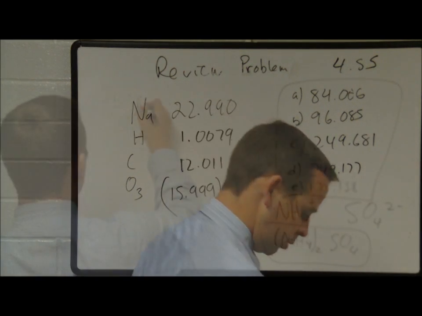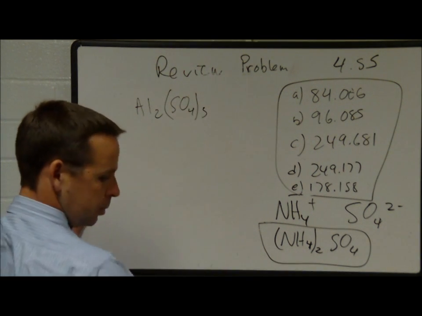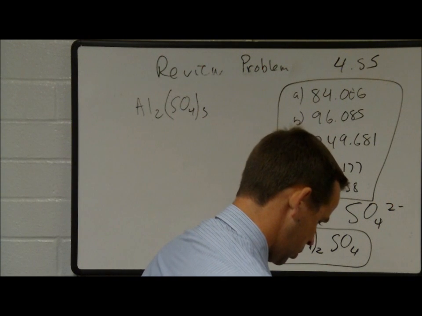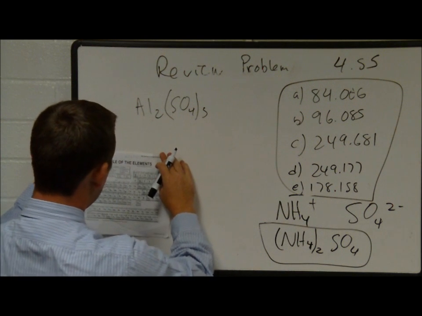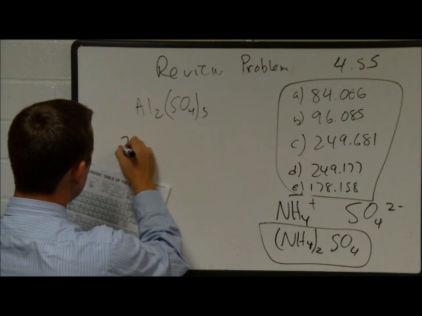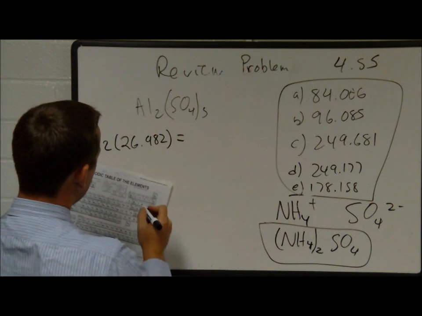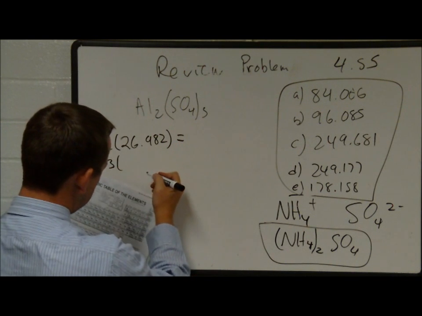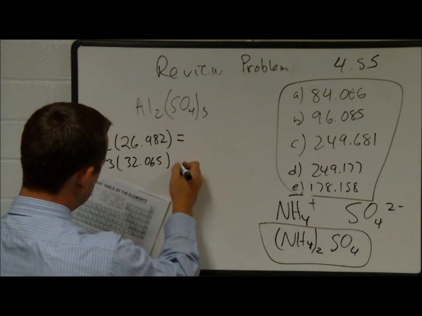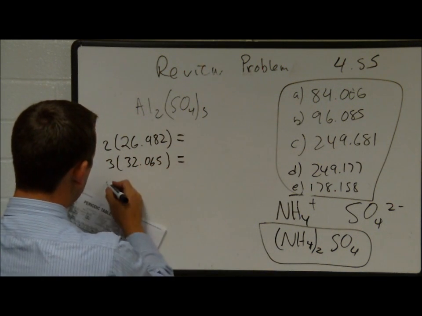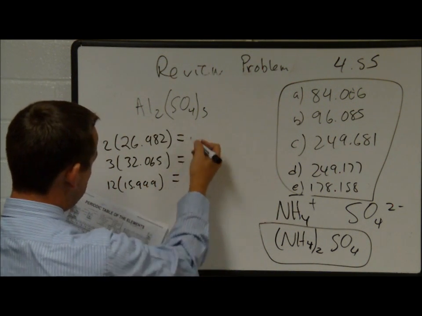What's E asking? Al2(SO4)3. Aluminum. We're triple checking, right? Aluminum, 26.982 times 2. Sulfur, 3 sulfurs. 3 times sulfur, 32.065. 4 times 3, 12. Oxygen, 15.999. We add all these together, right?